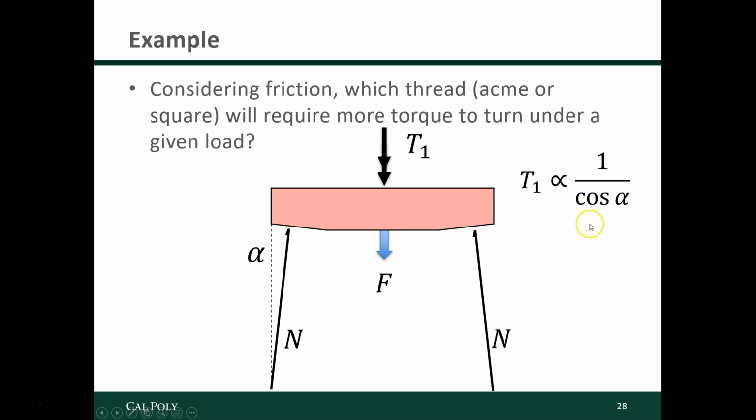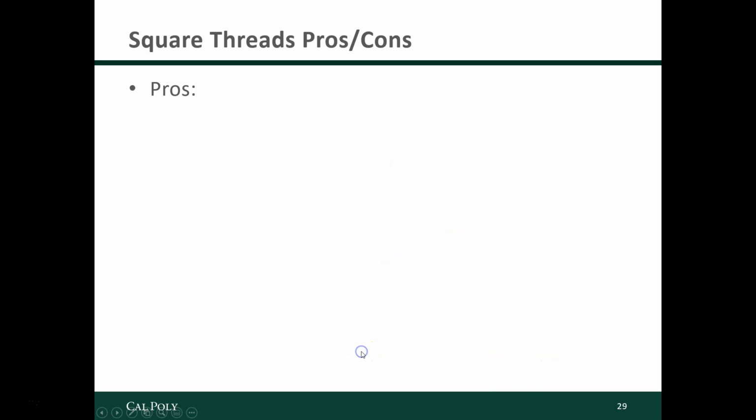So if alpha is small, say 0, then the cosine of alpha is 1, and so this ratio is 1. If you make alpha a larger number, say 14.5 degrees for the Acme thread, then the cosine is going to be smaller. 1 over that number is going to be larger. The torque is going to be larger. So the larger alpha is, the greater the torque is going to need to be. So one of the pros of a square thread is that it's going to be more efficient. Because alpha was 0, the torque required to turn it is going to be smaller.